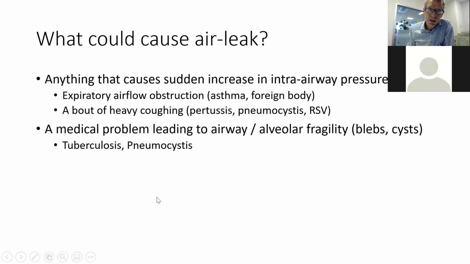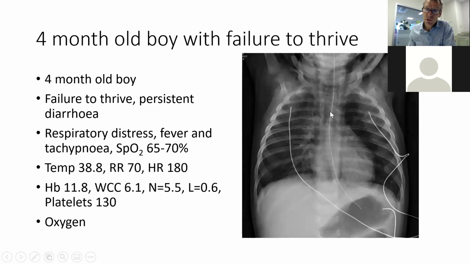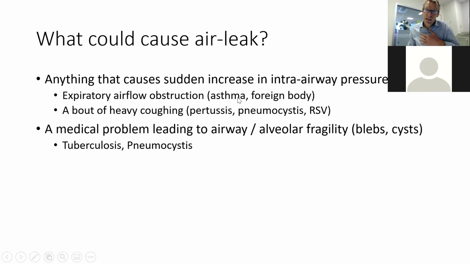Okay, well, an air leak, so pneumomediastinum or subcutaneous emphysema, can be caused by anything that causes a sudden increase in intra-airway pressure. All you've got to do is have a marked increase in intra-airway pressure at any point in time. So sometimes you see a pneumomediastinum in children who've got severe asthma. They can just suddenly, because of their airflow obstruction, rupture small alveoli. And so asthma or a foreign body or a bout of heavy coughing.